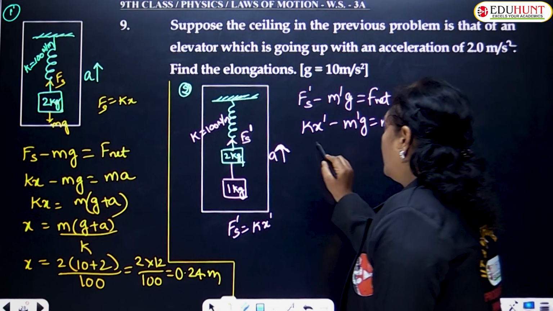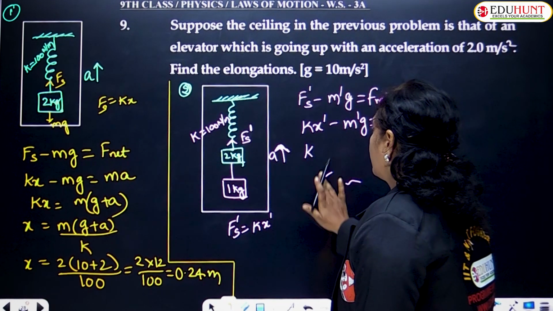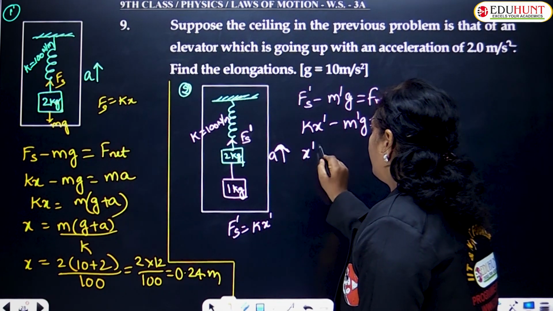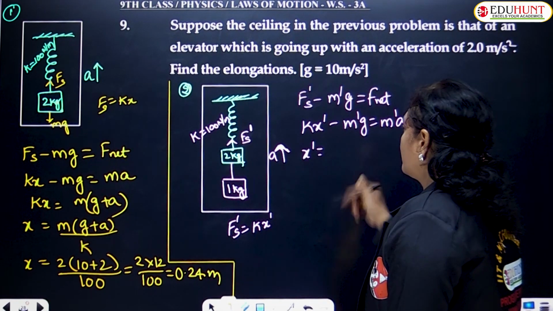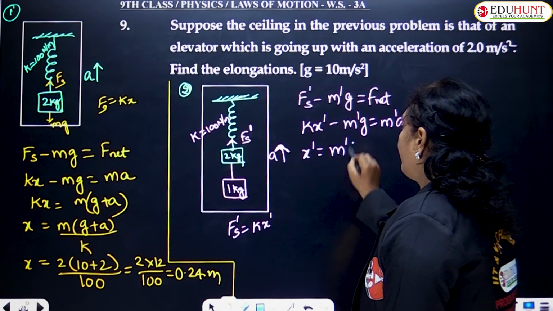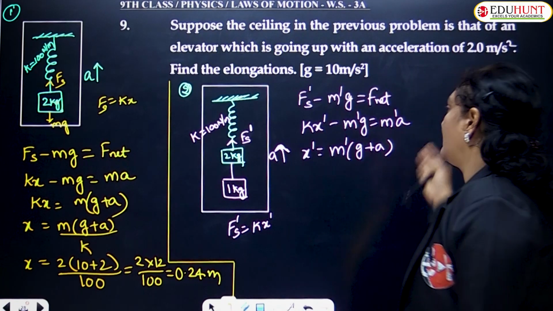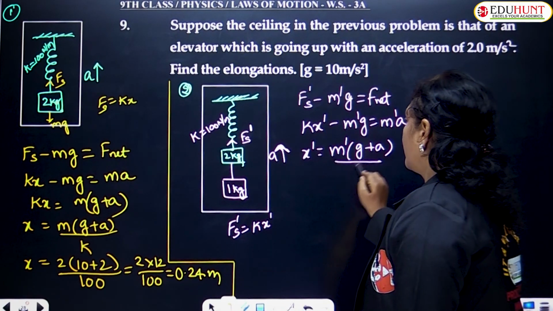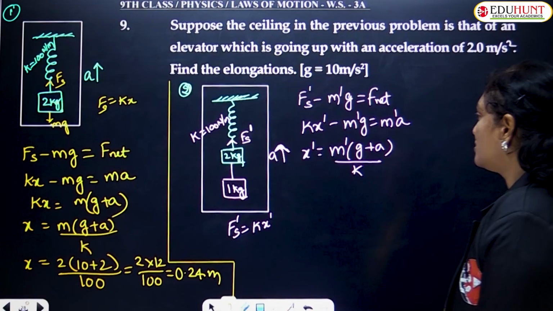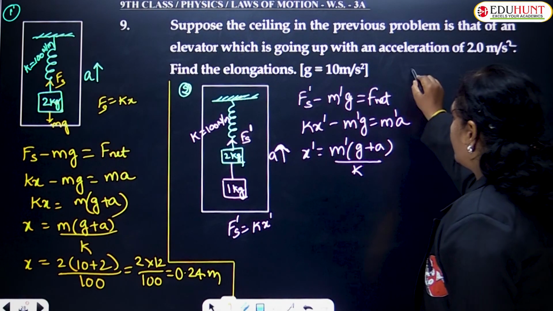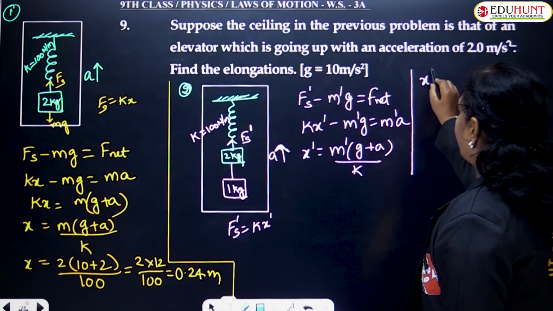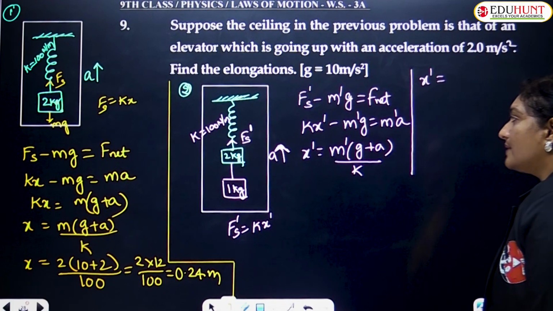So now Kx dash can be written as m dash g plus m dash a. Taking the other side, we have m dash into g plus a. Same like this, minus will become plus upon k also. If I bring it downwards, x dash equals m dash into g plus a upon k. Substituting all the values, we get x dash as, what is the new mass, children?